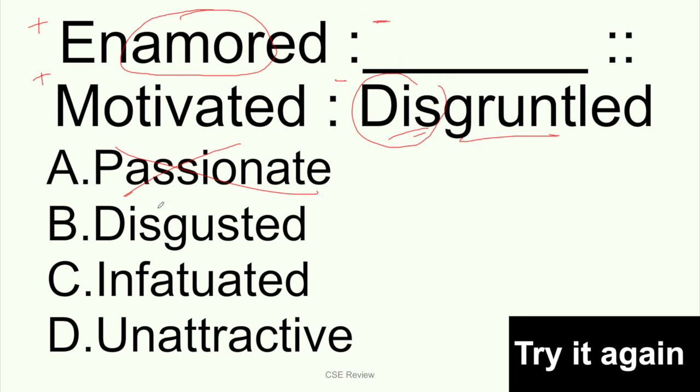Passionate, hindi na pwede. Disgusted, well, pwede. Infatuated, not really. Unattractive, now, dito na papasok yun. Kasi ang unattractive is still a negative word. Parehong negative yung B at saka D. But tingnan natin yung form ng words. You have disgruntled. So, it would make more sense to answer disgusted kaysa sa unattractive.